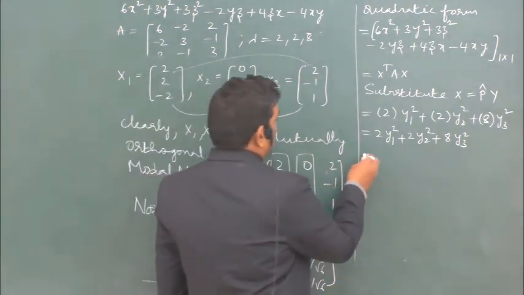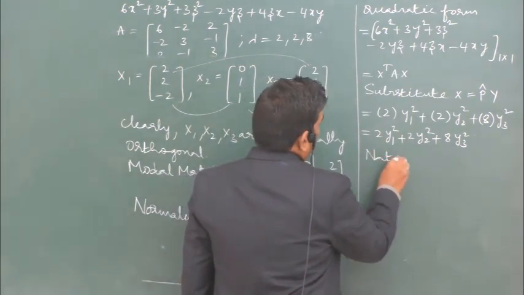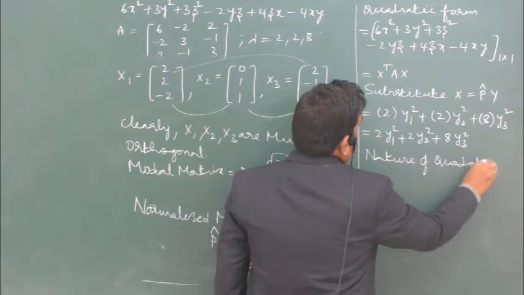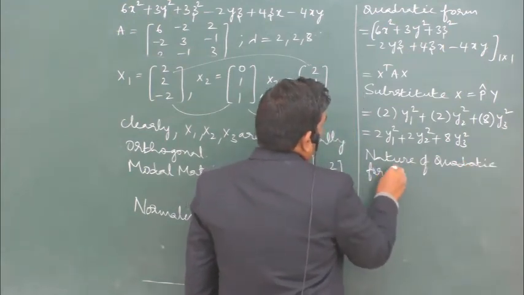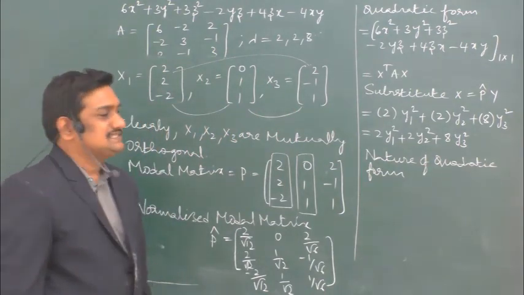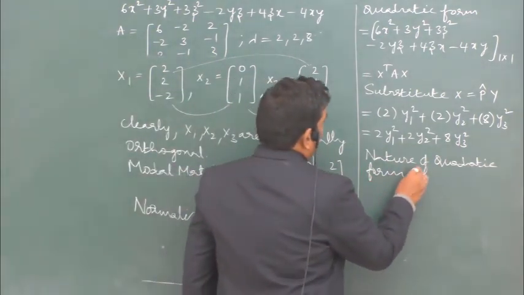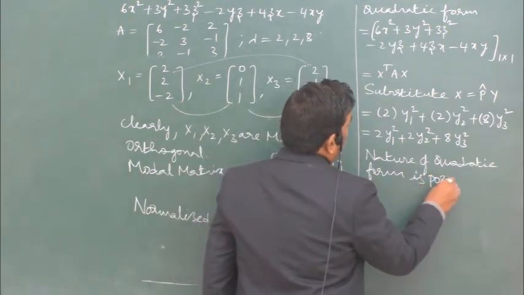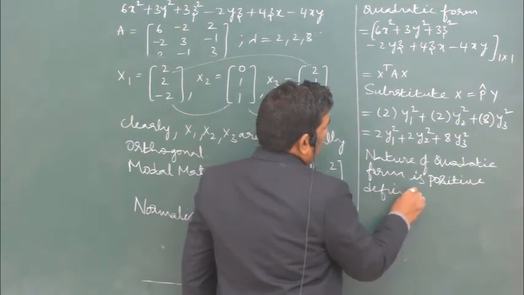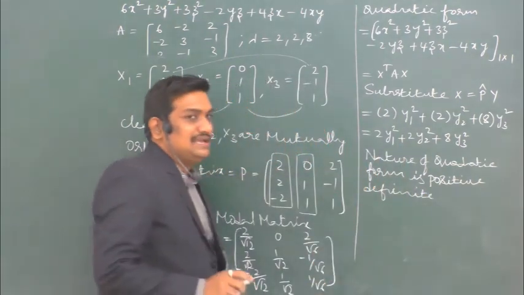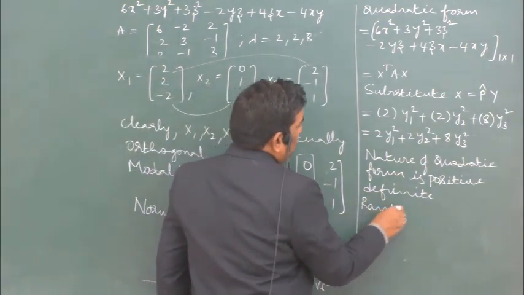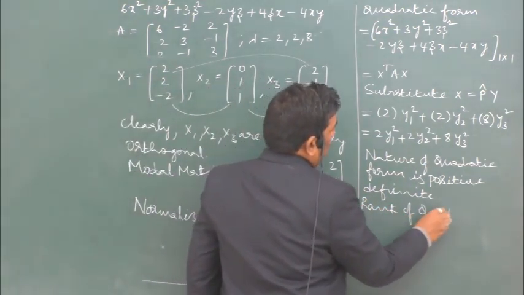First one, nature of the quadratic form. All the eigenvalues are positive, hence the nature is positive definite. Okay, next you need the rank of the quadratic form.